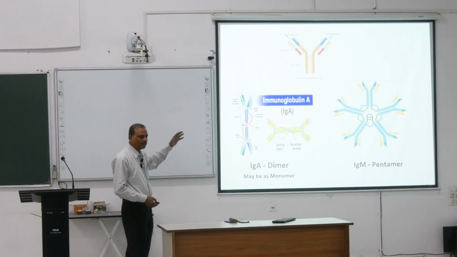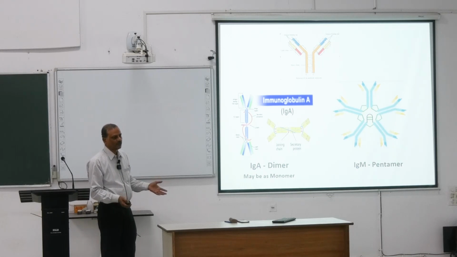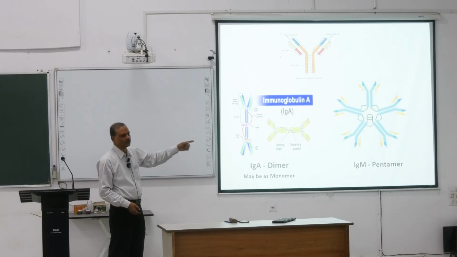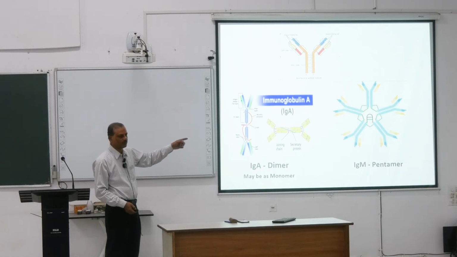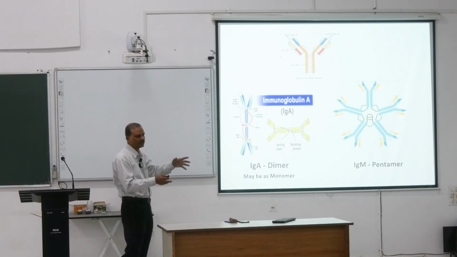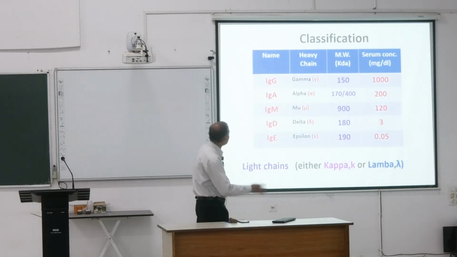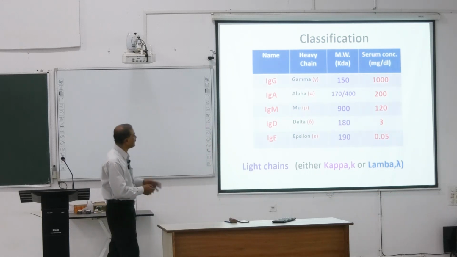IgA can be a monomer, but it is usually a dimer. IgM is a pentamer. You must remember that IgM is a pentamer having 10 binding sites. That means it can bind 10 antigens at a time, and this is a very good agglutinating antibody. The antibody of choice for agglutination reaction will be of IgM type, because it can cause visible clumping because of binding of so many antigens together.